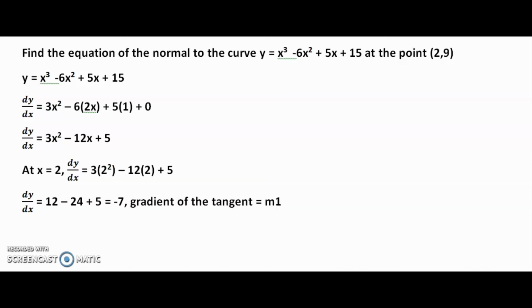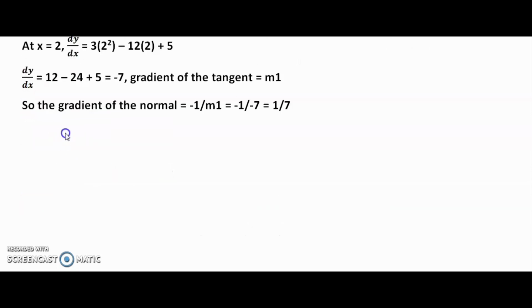So our new task is to find the gradient of the normal. What is the gradient of the normal? It is minus 1 by the gradient of the tangent. That is minus 1 by m1, which is equal to minus 1 divided by minus 7. That is equal to 1 over 7 as the gradient of the normal.